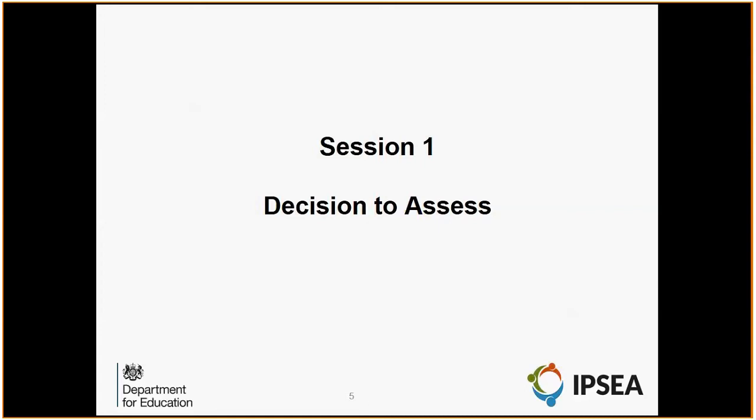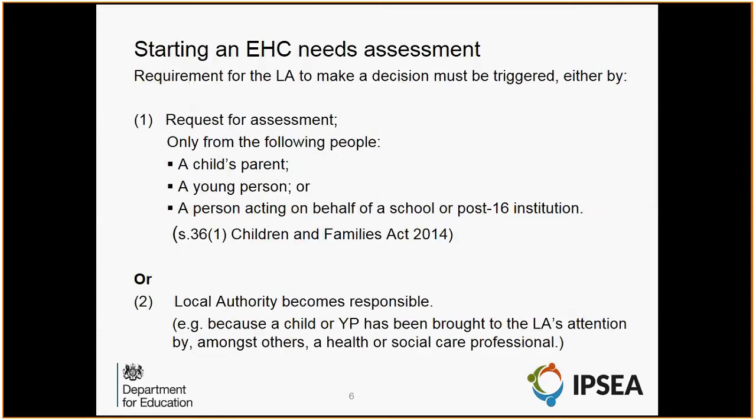The first decision that we're going to look at is the decision whether or not to assess. The requirement for the local authority to make a decision is going to be triggered either by a request for assessment, and that request is only going to come from the following people: the child's parent, a young person, or someone acting on behalf of a school or post-16 institution.